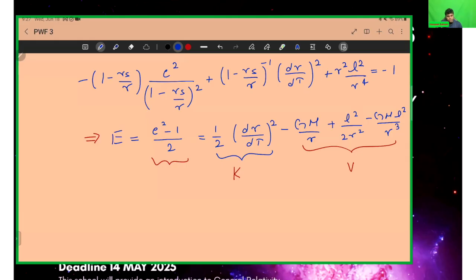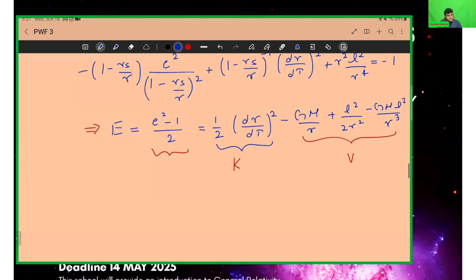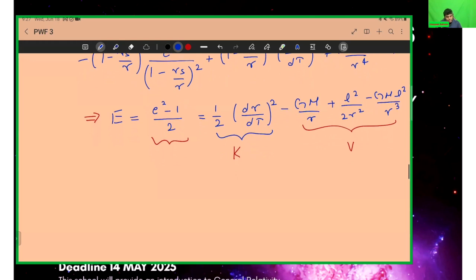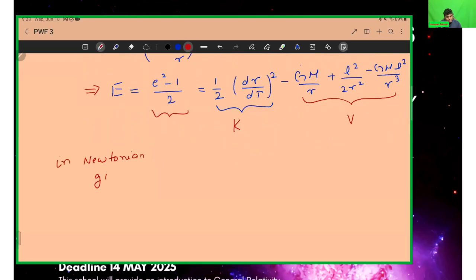So from here, let me know if you know about mechanics or Newtonian gravity, actually. The potential that you get is something like this. Sorry, the potential that you get is minus GM over r, but there's an extra term, something called this, and this is called the angular momentum barrier.